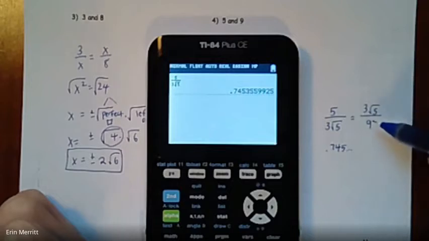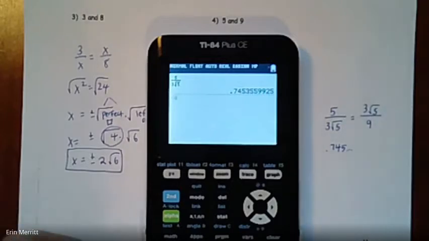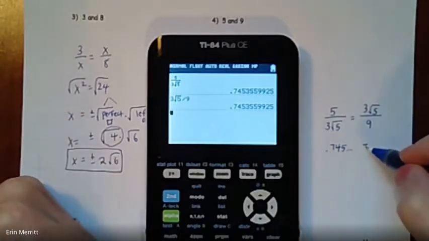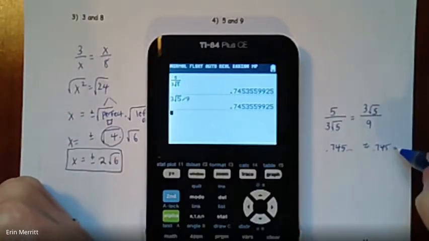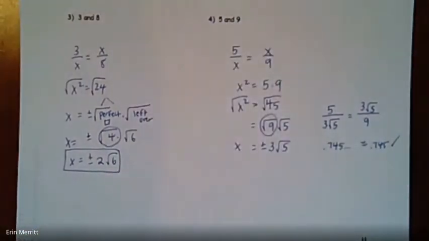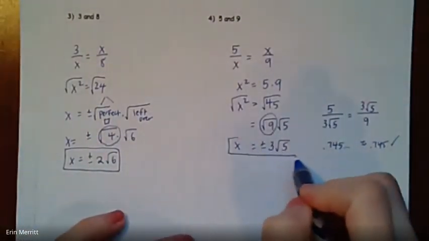The idea is that this should give me the same value. So if I do 3 radical 5 and then I divide that by 9, there's that exact same value, right? So approximately equal to this. So even if the answer looks weird, it can still be the mean that's proportional between those other two values.